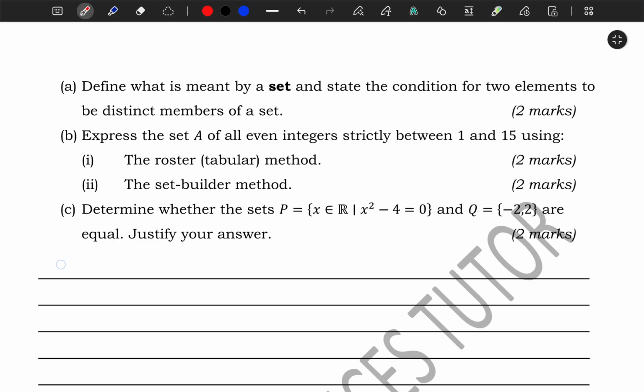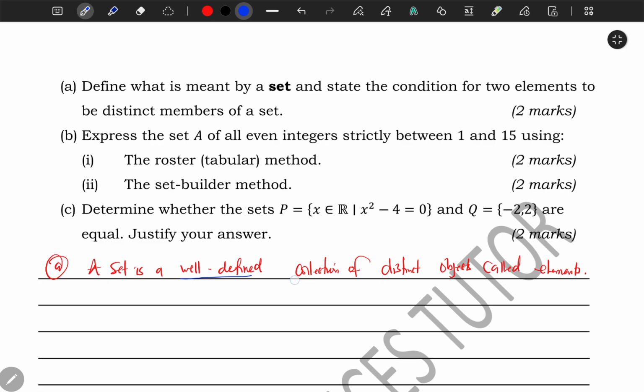All right, let's not even waste time there. A set is a well-defined, we use the word well-defined, collection of distinct objects called elements. That's all. So what keywords should you always mention when defining a set? Well-defined, and a collection of distinct objects, which we call the elements.